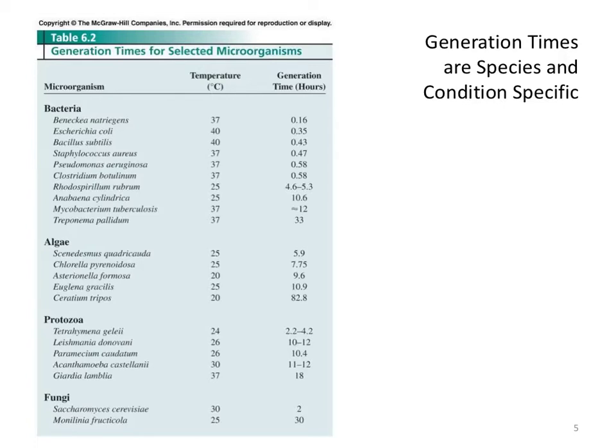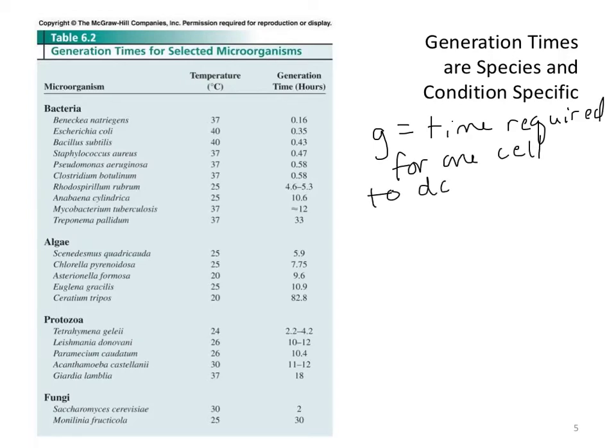The time that it requires for one cell to double into two is referred to as generation time, or G. So G is the time required for one cell to double or replicate. It also means that G is the same time required for two cells to become four, or for four cells to become 8. With each generation, you will have a doubling of both cell number and also mass.